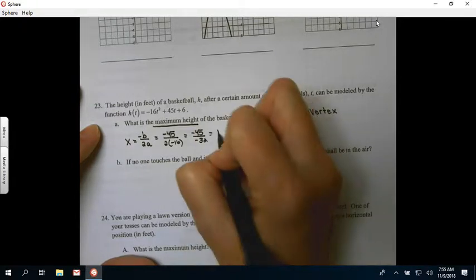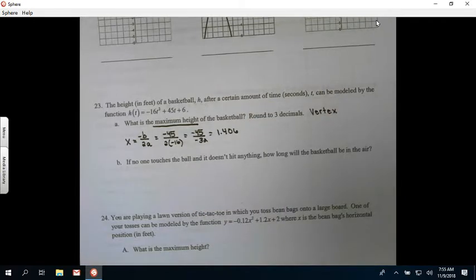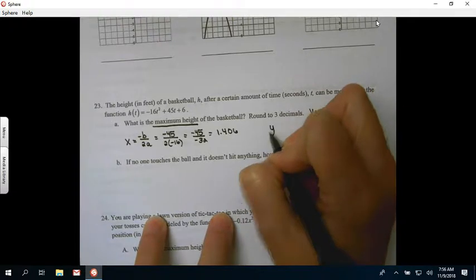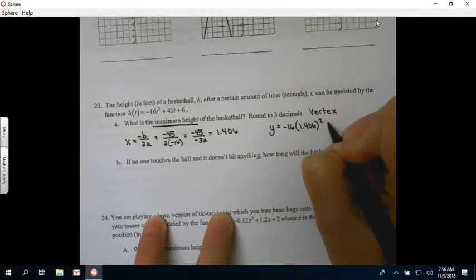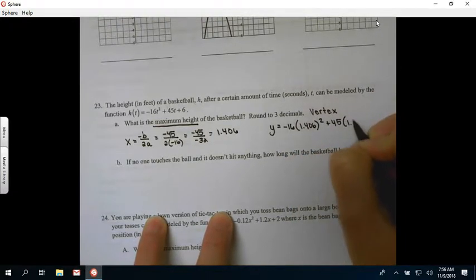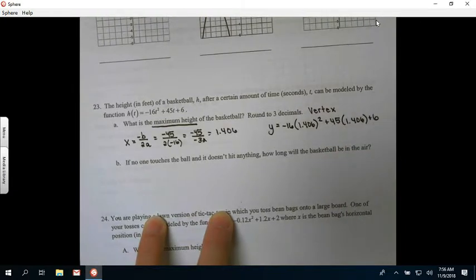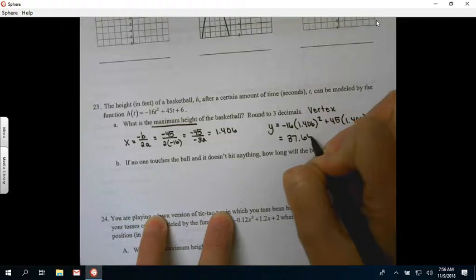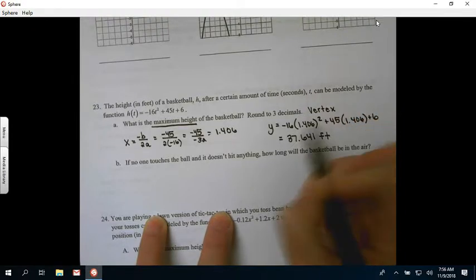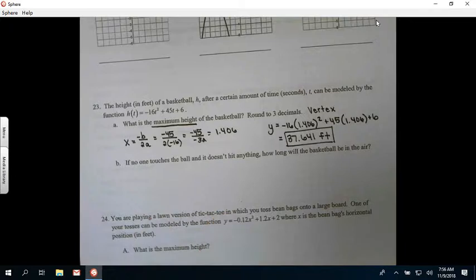So I get 1.406. That tells me when it happens, but it doesn't tell me what the actual max is. To find the actual max, I need to plug that back in. Right, and again, I can just plug that directly into my calculator as long as I have my parentheses in the correct spot. And I get 37.641 feet. So that is the maximum height.